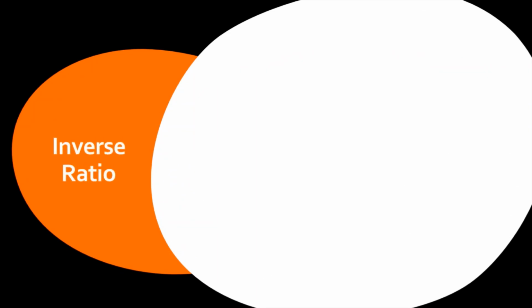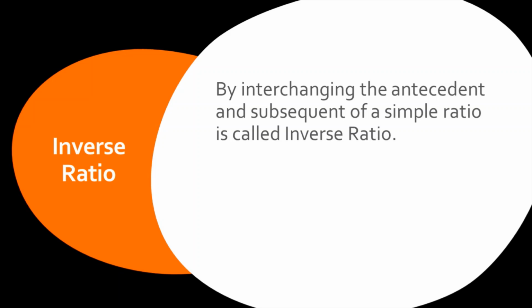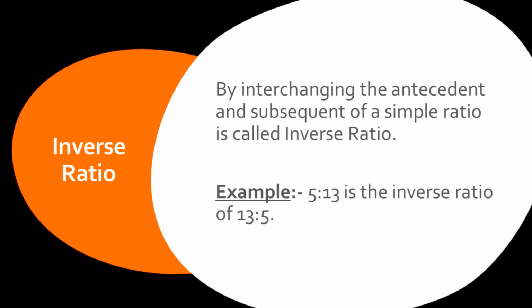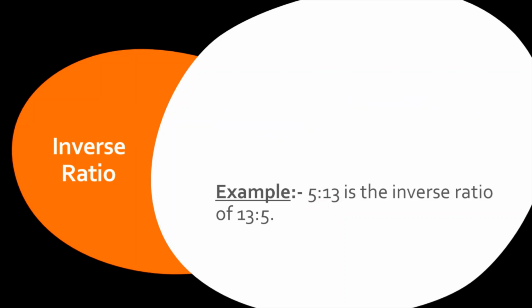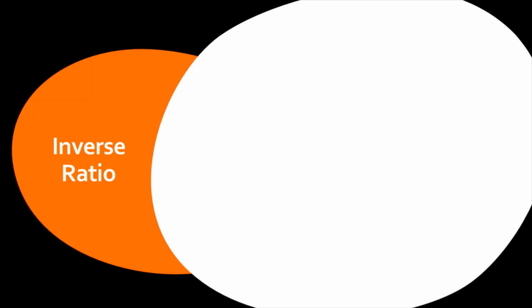So, inverse ratio. Interchanging the antecedent and subsequent of a simple ratio gives the inverse ratio. Let us see an example. 5:13 is the inverse ratio of 13:5. Here the antecedent will be in the subsequent position and the subsequent will be in the antecedent position. This is the inverse ratio. So 5:13 is the inverse ratio of 13:5.